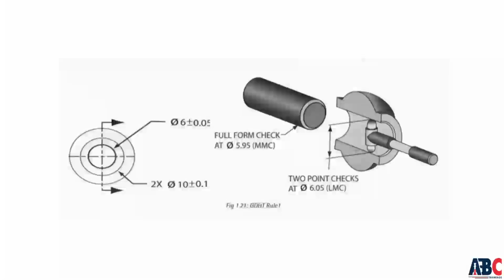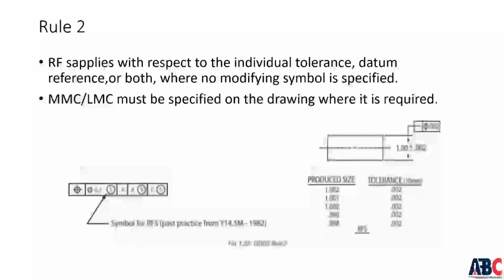Next is Rule Number 2. Rule Number 2 states that RFS applies with respect to the individual tolerance, datum reference, or both, where no modifying symbol is specified. MMC, that is maximum material condition, and LMC, least material condition, must be specified on the drawing where it is required.